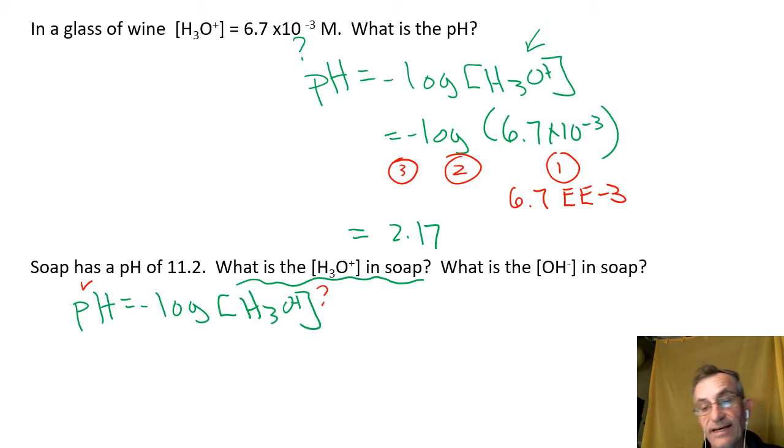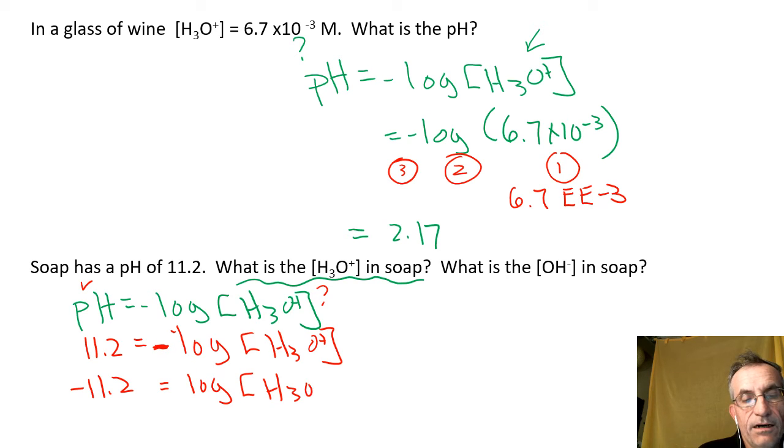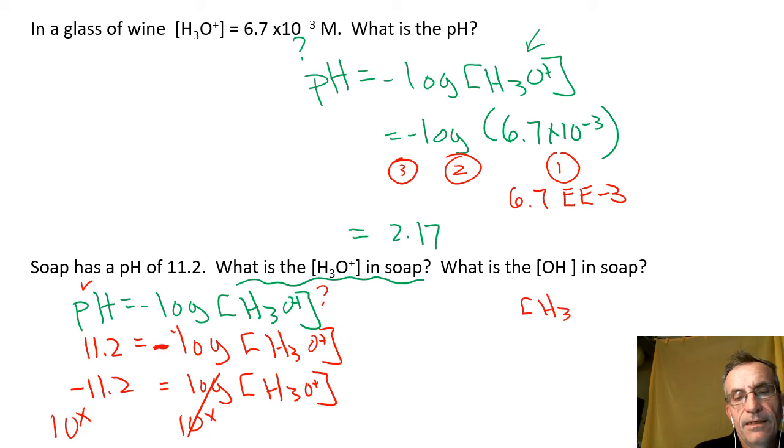Okay, well, let's see if you got it right. So the pH is 11.2. I'm solving for hydronium. Move that negative sign to the other side. So now you got this. And then get rid of your log. How do you get rid of your log? 10 to the x. That's how you get rid of log. That cancels. So the amount of hydronium ion equals 10 to the negative 11.2.